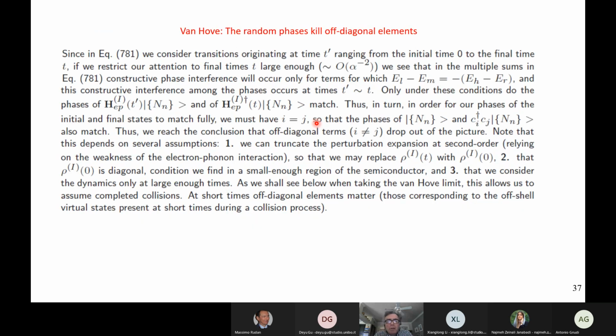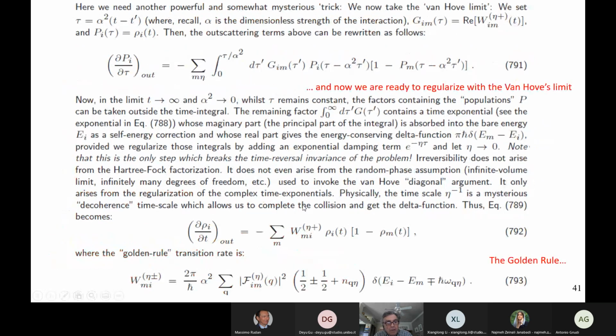So from now on, let's remember the random phases of these off-diagonal elements that come out of the very large number, infinitely many degrees of freedom, that kills the off-diagonal elements. Having done that, we will have to make more approximations, but still we will not reach the master equation until we finally go to the final step, which is taking the Van Hove limit. Okay, I'll conclude here for the day.